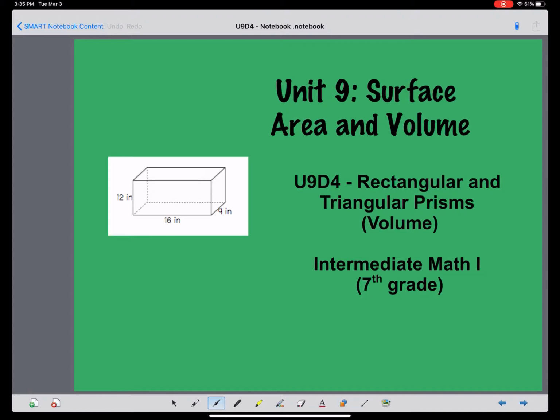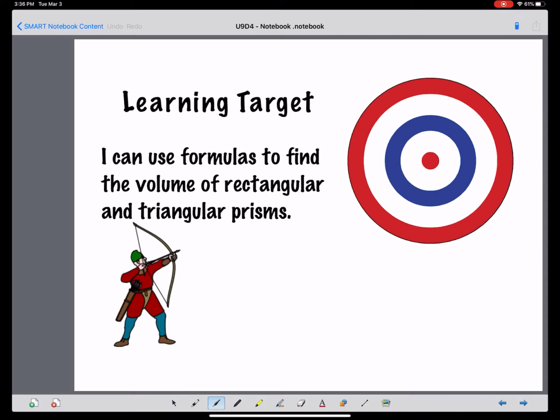Okay, so this is Unit 9, Day 4, and we are going to be focusing on rectangular and triangular prisms. This time we're finding the volume, and we will talk more about what volume is. So here's your learning target. I can use formulas to find the volume of rectangular and triangular prisms.